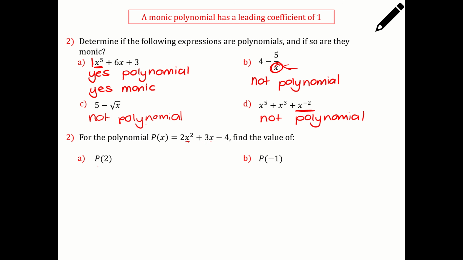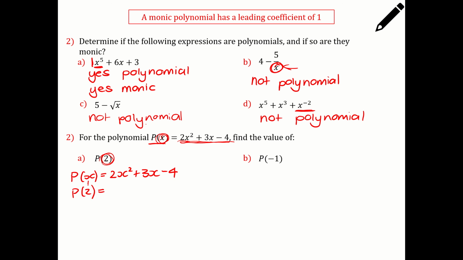So what this means is we're going to find the value of P(2). See how here we've got the brackets P(x), and our terms are in x. So when I want to find the value of P(2), what that means is everywhere that I see an x, I'm going to put a 2 instead. So I'm going to write out the polynomial. P(x) equals 2x squared plus 3x minus 4. And I'm going to sub in a 2, so P(2).